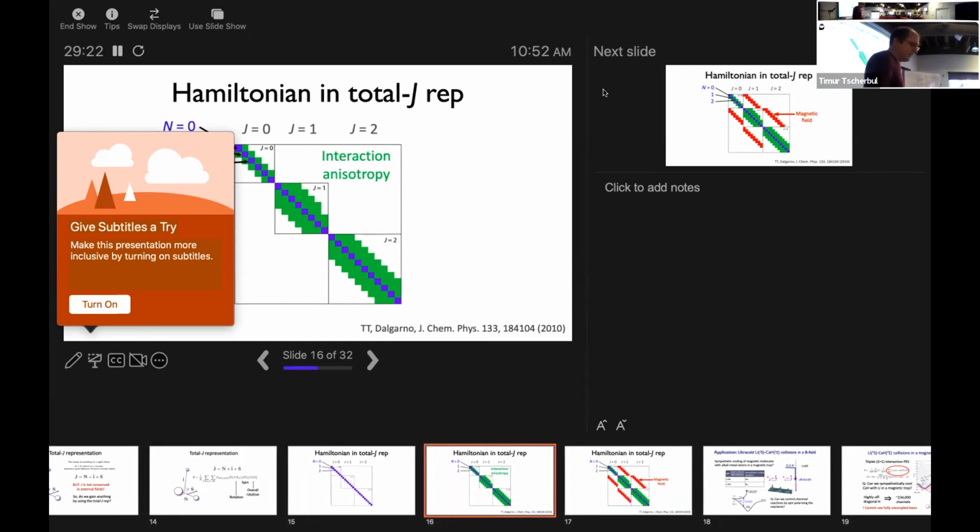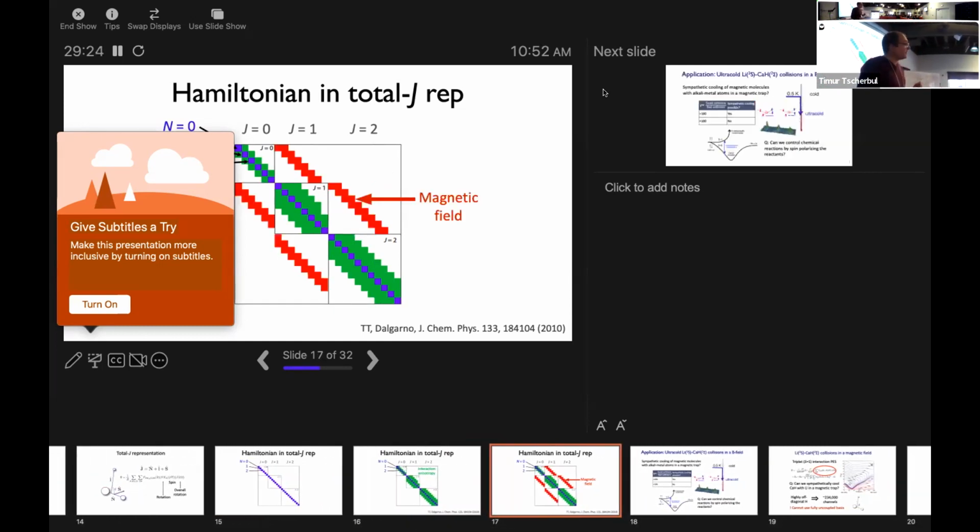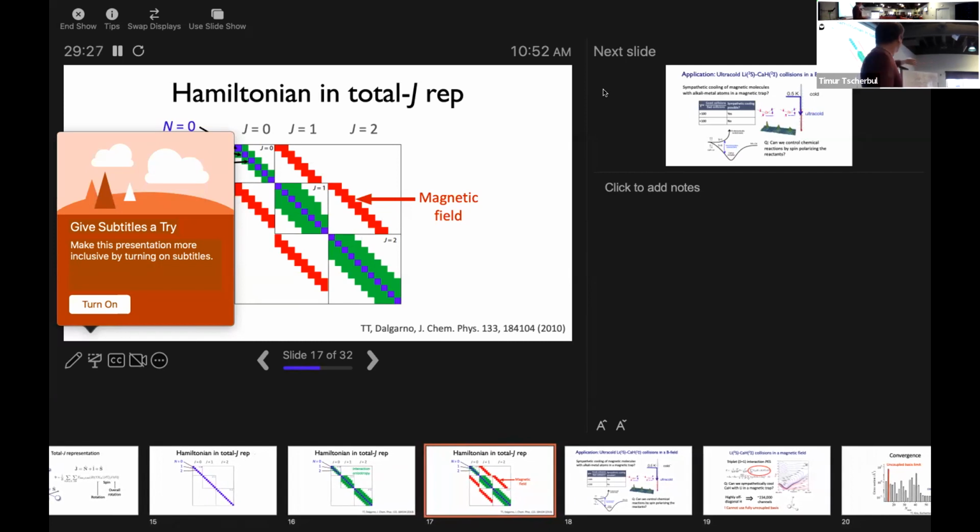The interaction anisotropy is all packed neatly in these blocks, but the magnetic field, or electric field, unfortunately goes out and couples different total angular momentum states. However, that didn't turn out to be a huge problem, because these couplings due to magnetic fields are very weak, and the green couplings are thousands to 10,000 times stronger. So by using the symmetry, you're not losing much, and you can include a few of these total angular momentum blocks and demonstrate that the result converges to the exact one. That was unexpected.